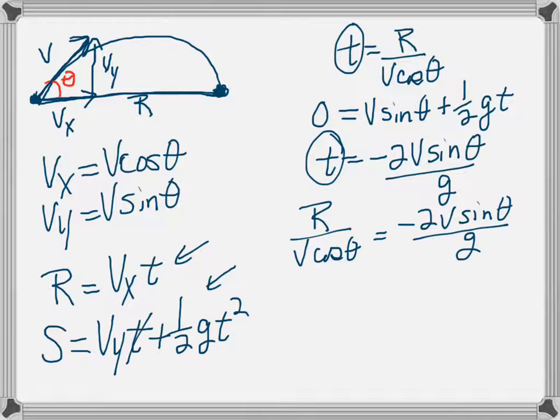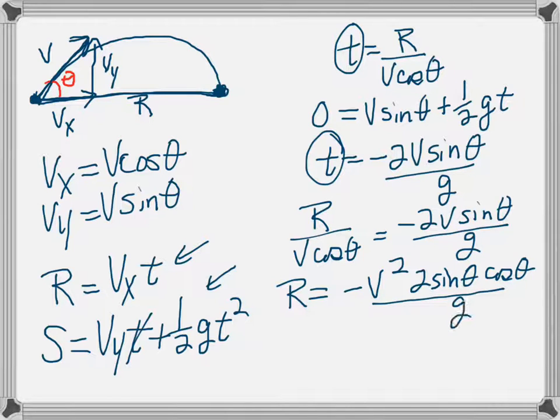If I solve for range, I can just multiply the v cosine of theta up on top. I'm going to have a v times a v, a v squared in there. I'm going to have a minus v squared, and then 2 sine of theta cosine of theta all over g. And I could leave that equation like that.